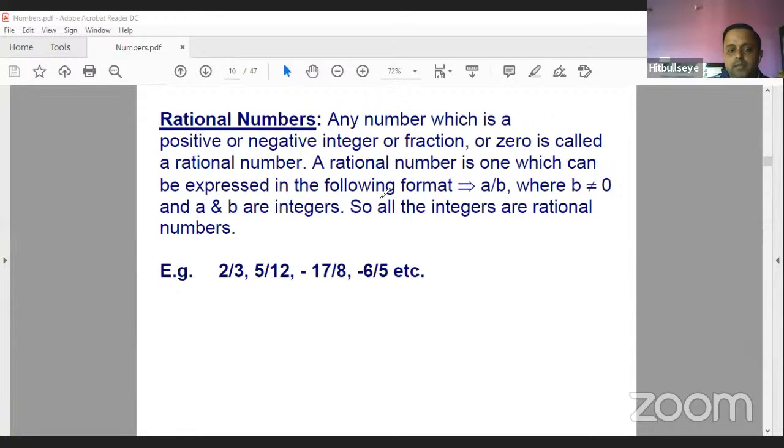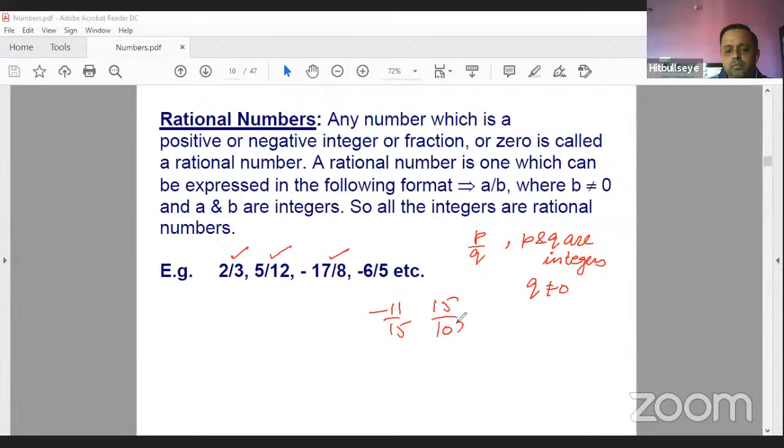So rational numbers are those numbers which can be written as P over Q, where P and Q are integers, and Q is non-zero. In this case, you can say that all the fractions will be part of the rational numbers. 2 by 3 is a rational number, 5 by 12 is a rational number, minus 17 by 8, minus 11 by 15, 15 by 102. All these numbers are rational numbers which can be expressed as P over Q form. They all become a set of rational numbers.